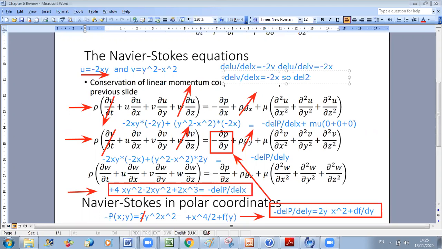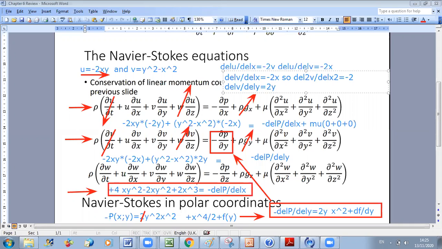So del square v over del x square is equal to minus 2. So I can replace del square v by del x square by minus 2. And now I should compute del square v by del y square. So now I should do del v first over del y. I will get equal to plus 2y.